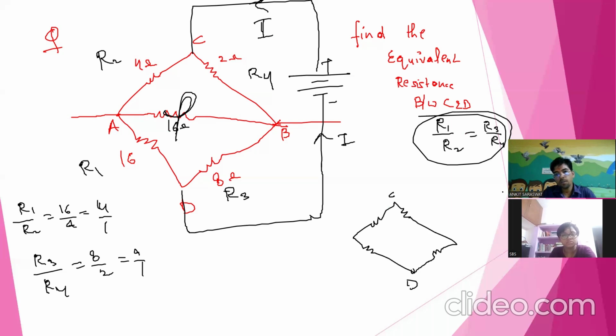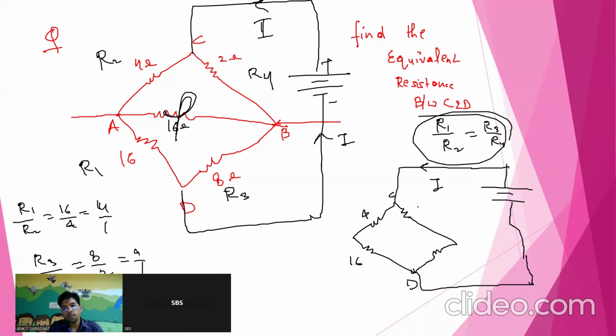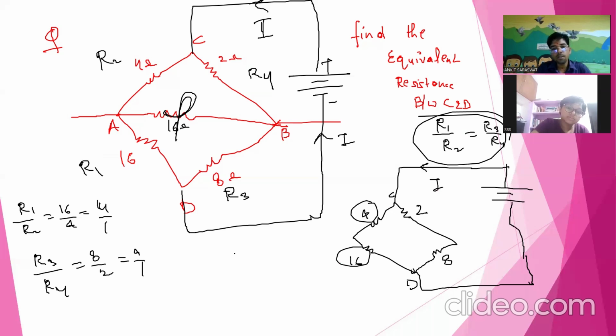See. Can you tell me the equivalent resistance now? This 4 and 16 are in series. They are asking what is the equivalent resistance between C and D. Now look at this 4 and 16, they are in series. It will be how much? 20. And 2 and 8 are in series, that is 10.